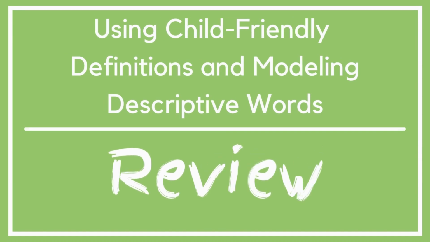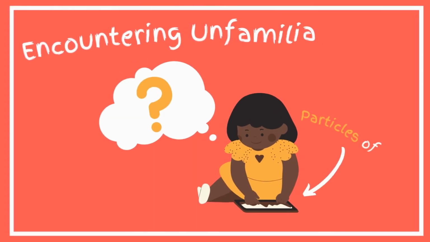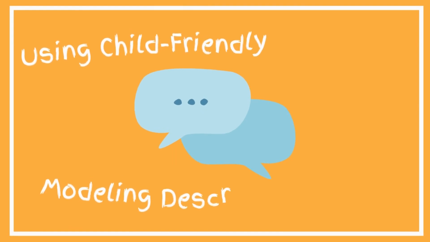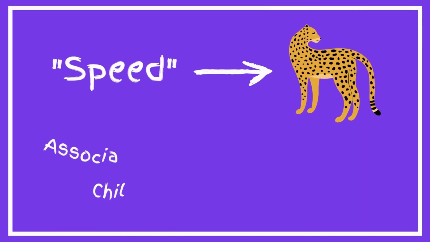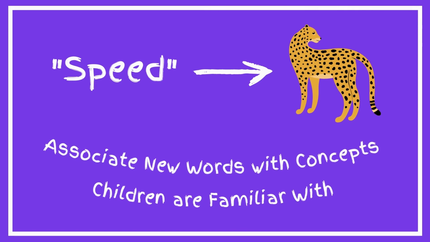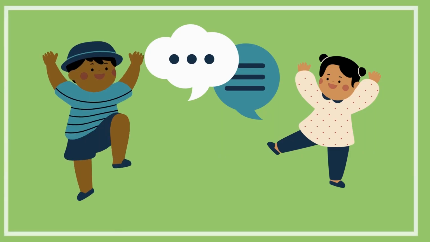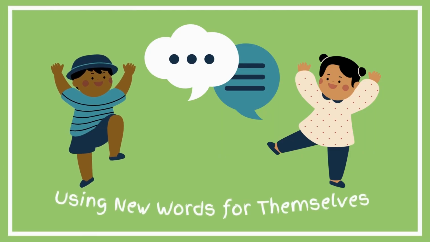Now that you've learned about the first strategy for applying science talk in your classroom, let's take a moment to review what we've learned. While engaging in science learning activities, children are likely to encounter words which are unfamiliar to them. You can support children as they learn new words by using child-friendly definitions and modeling descriptive words. Ensure the definitions you use are child-friendly by associating new words with concepts children are already familiar with. By modeling descriptive words, you can provide children with examples of how to use new words for themselves.